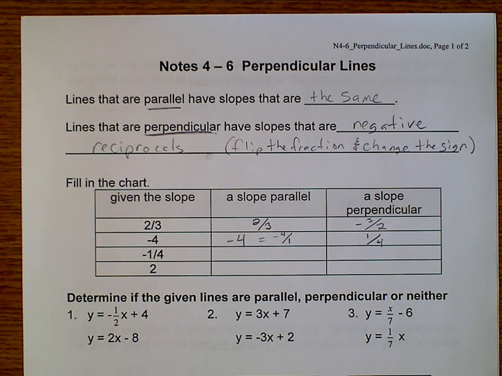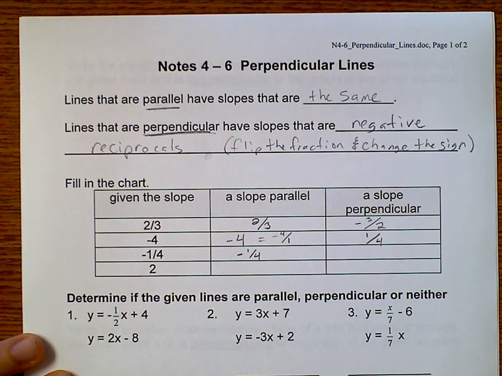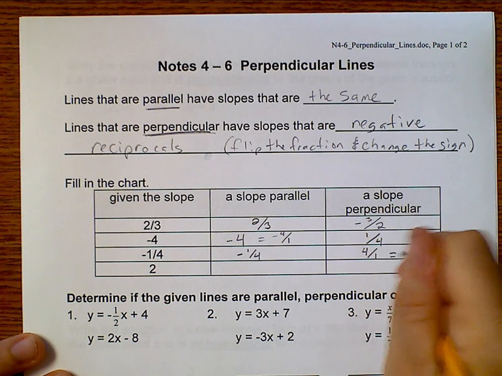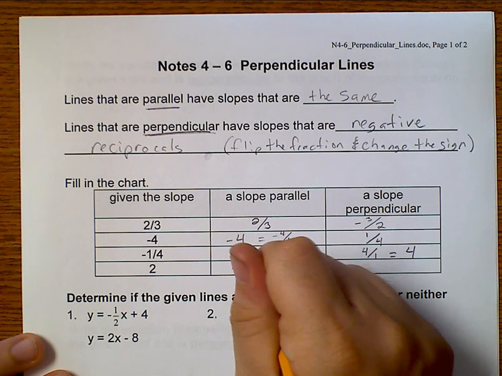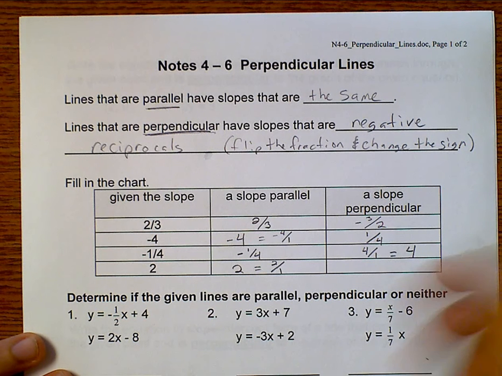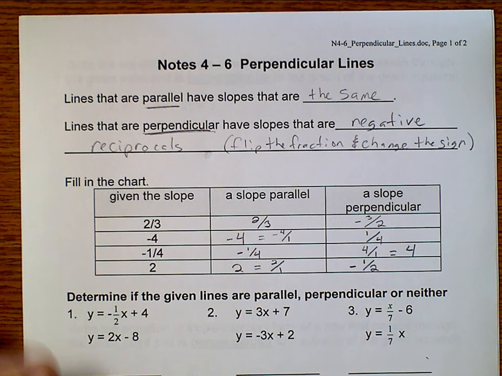Now if we're given a slope of -1/4, one that's parallel would also be -1/4. And so the perpendicular would be a positive 4/1, which is really just 4. And if we're given a slope of 2, the parallel slope is also 2, which is the same as saying 2/1. So the perpendicular one would be -1/2. And so that's how we find perpendicular slopes. We take it, make it a fraction, flip that fraction upside down, and then change the sign.